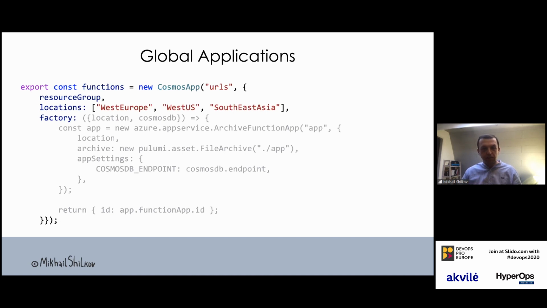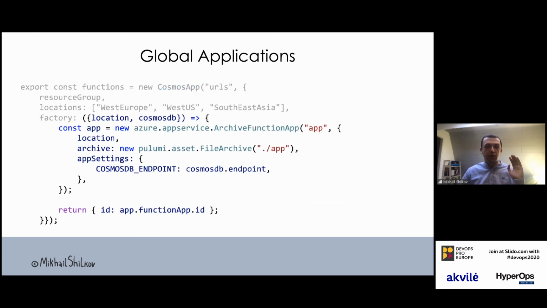We'll create Cosmos DB, we'll create front-end load balancer, and then when it needs to provision a compute layer, it will call my callback factory. And in this factory, I just need to provision my custom resources for one region. It will be called 3 times in this example. 3 times I'll create an archive function app, but code-wise, it's very simple. I put my code here inside the callback, and then I return back its URL or its ID from the callback to the component. The component does all the wiring.